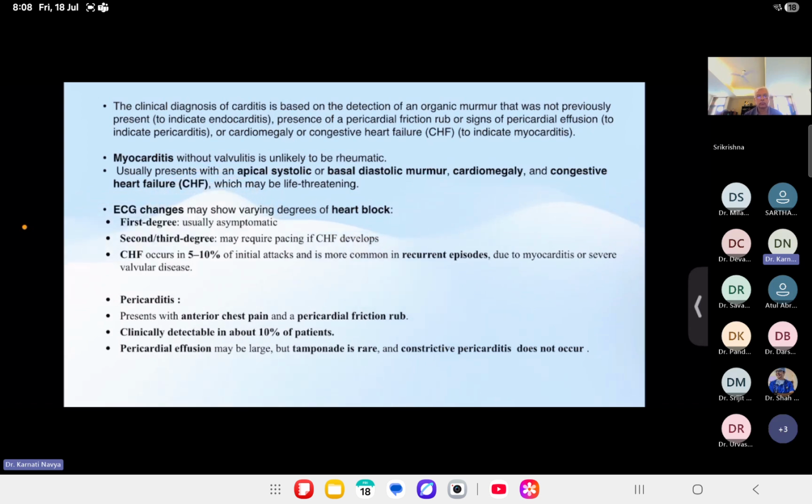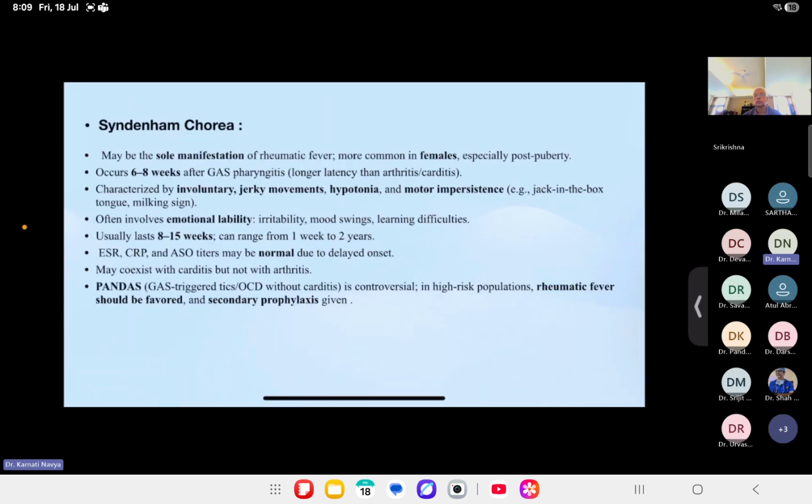Congestive heart failure usually occurs in 5 to 10% of initial attacks and is more common in recurrent episodes due to myocarditis or severe valvular disease. Another feature is pericarditis. They usually present with anterior chest pain and a pericardial friction rub, clinically detectable in about 10% of the patients. Pericardial effusion may be large, but tamponade is rare and constrictive pericarditis does not occur.